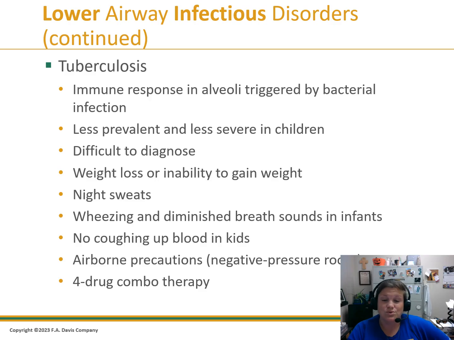These individuals would need to be in a negative pressure room for management because of the airborne contagious potential, and they would be, like an adult, receiving a multimodal therapy, a 4-drug combination. It would just be different doses than what the adult receives for that. So those are some things to be mindful of with tuberculosis.